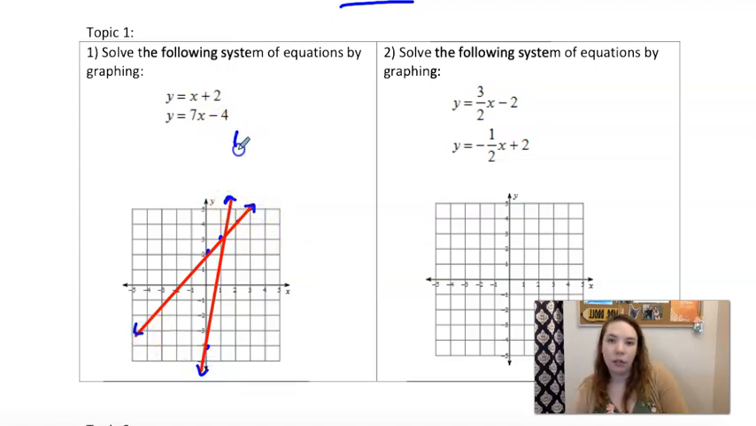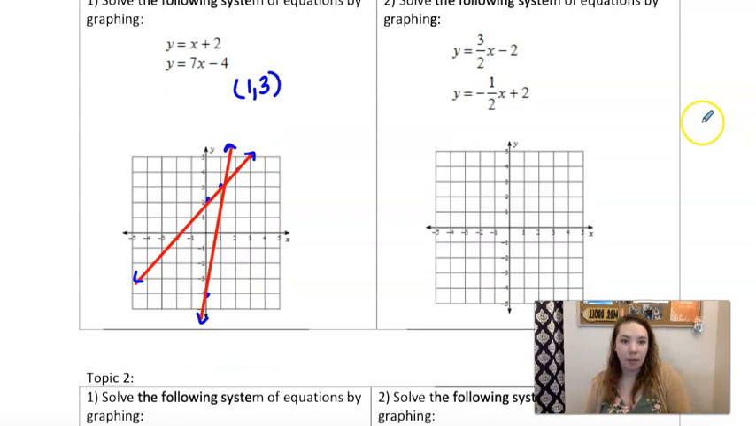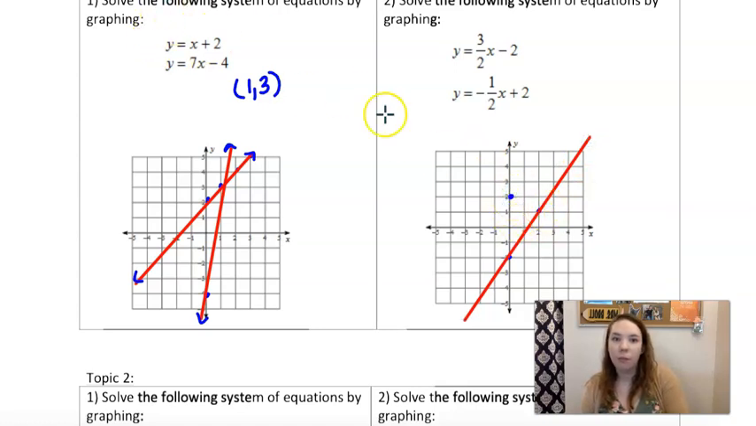Okay, solutions to a system is always an ordered pair where you have an x and a y. All right, number 2, same idea. So we'll start at -2 up 3 over 2. And then we have +2 down 1 over 2. Looks like they'll cross at the point 2, 1.